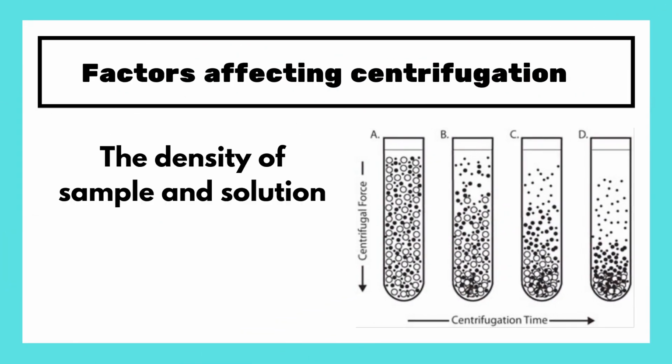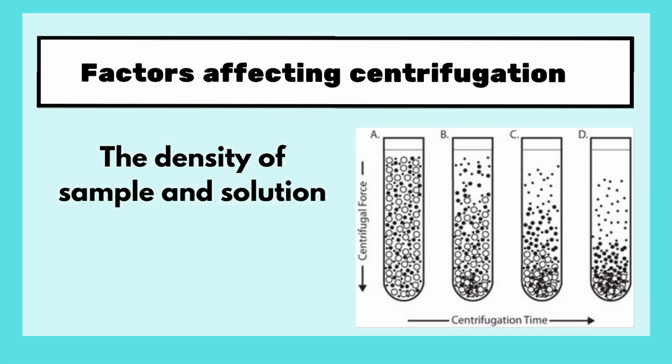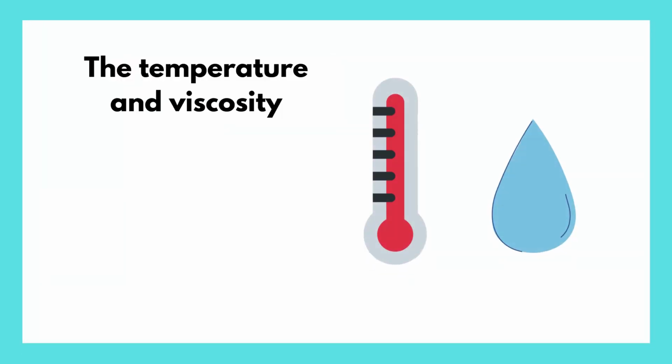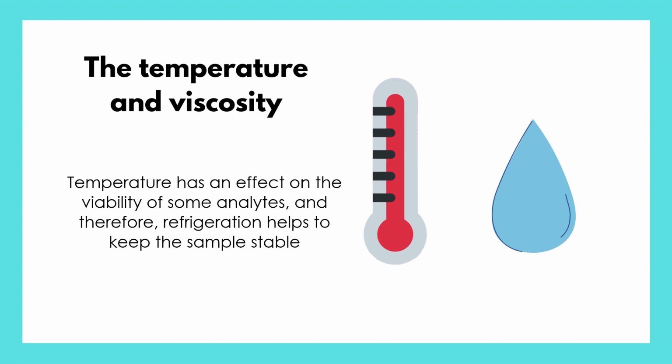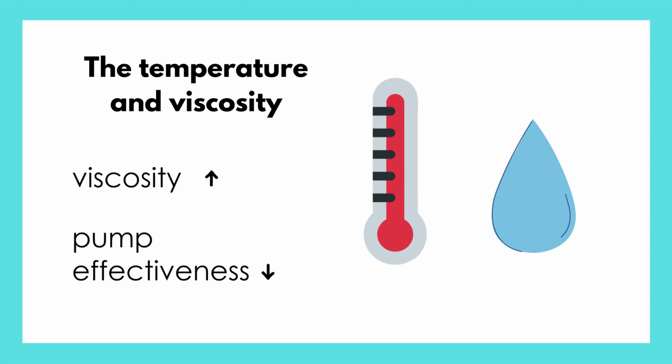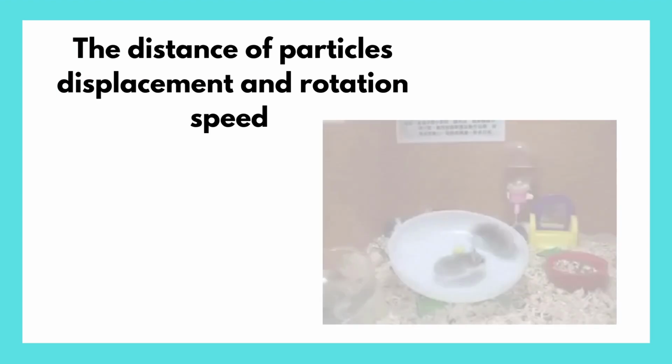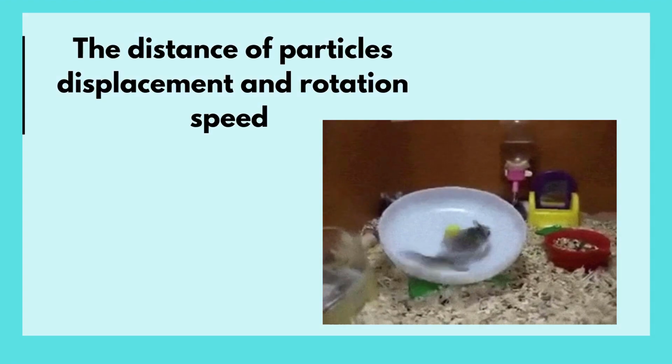These are the factors that will affect centrifugation. First, the density of samples and solution. The larger the density of the particles, the faster they separate from the mixture. Next, the temperature and viscosity. The temperature within a rotating centrifuge rises as the energy inside it increases. Temperature has an effect on the viability of some analytes, and therefore, refrigeration helps to keep the sample stable. Furthermore, the effectiveness of a pump can be greatly reduced as viscosity rises. Lastly, the distance of particle displacement and rotation speed also affect centrifugation.